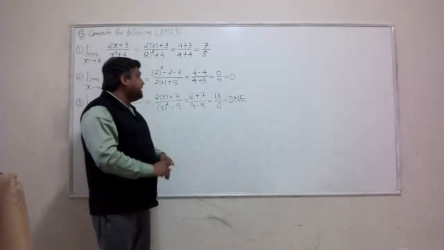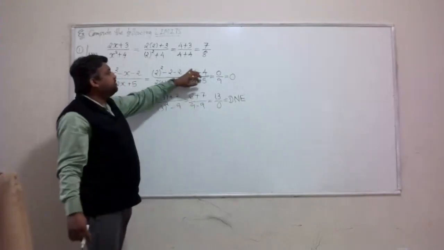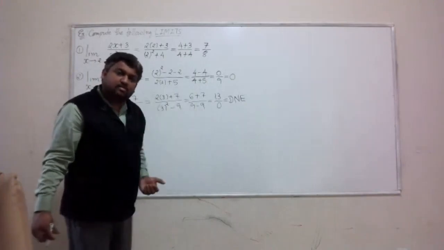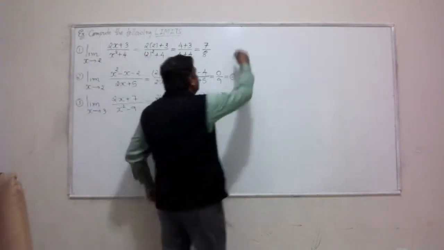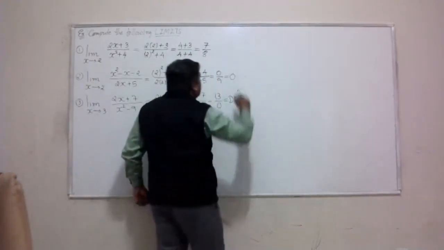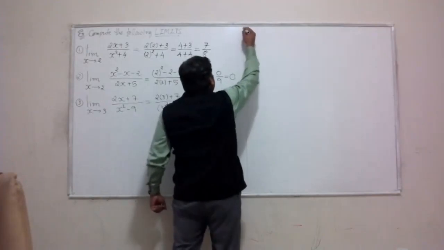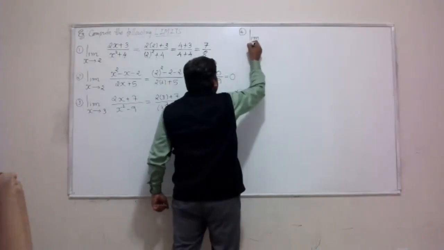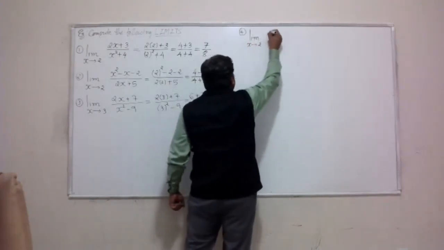It may happen that when you plug x equal to a into your function, you may get 0 in the top as well as 0 in the bottom. What should we do then? Well, if you recall, that particular form is called indeterminate form of the limit.